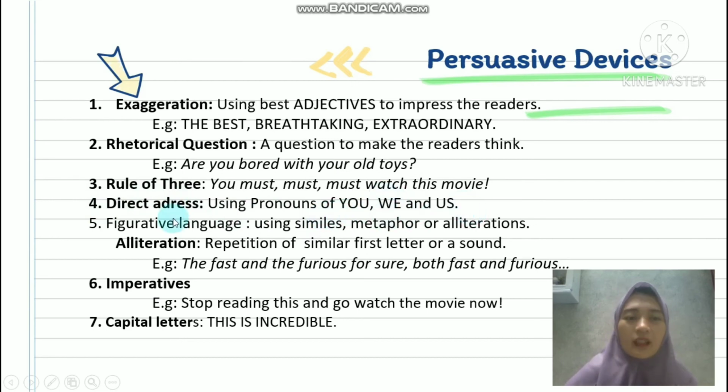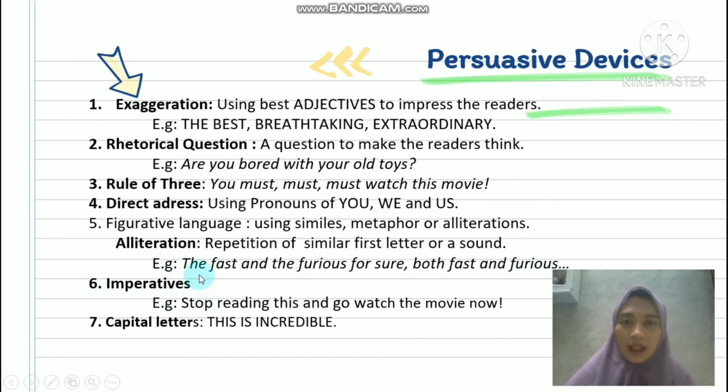Okay. And number 5, figurative language. In the last term, we have learned about similes, metaphor. Yeah, please open your textbook again. What are they about? And now we are going to have a new figurative language, which is alliteration. What is alliteration? It is a repetition of similar first letter or a sound. Yeah, look at this sentence, everybody. The fast and the furious, for sure. Both fast and furious. The same letter or sound, right? Of F.